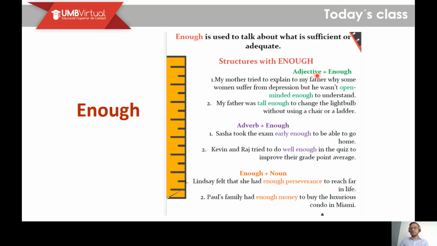So in this adjective plus enough, we have open-minded enough. Let's see the example. My mother tried to explain to my father why some women suffer from depression, but he wasn't open-minded enough to understand. So remember that the structure is the adjective goes first and then enough. My father was tall enough to change the light bulb without using a chair or a ladder. Yes, you have tall plus enough. All right, let's continue.